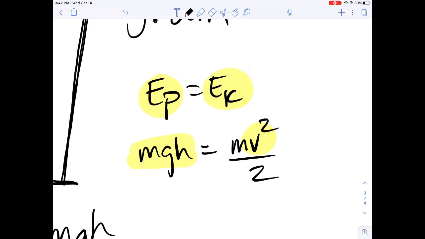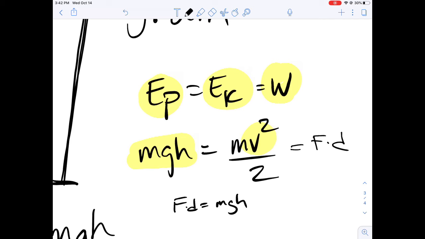And if I wanted to talk about what work he did to get up there, that's the same value too. It's still the same amount of energy. It's just the energy he took to travel that distance. And work is force times distance. So now we start getting the connection that in this scenario, the force times the distance that he travels is the same value. And so if force times distance equals mgh, his force is going to be equal to mgh divided by the distance, which is the same as the height.